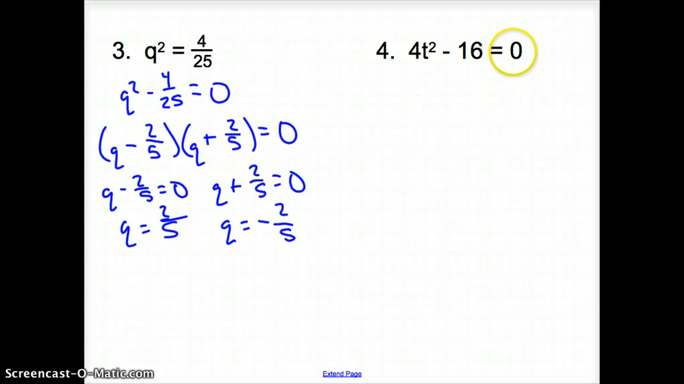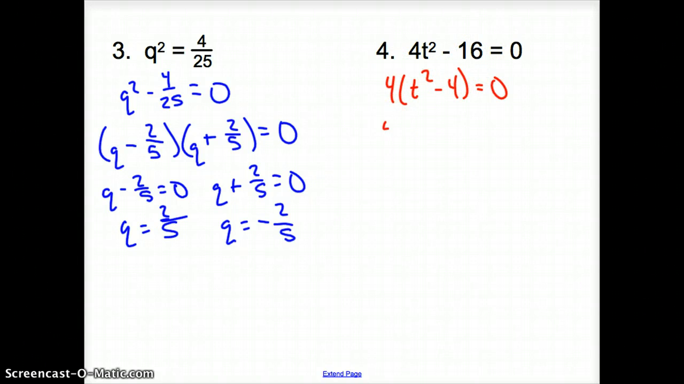Now, looking at 4. Again, does it equal 0? Yes. What's our next step? Can we take anything out of these two numbers? Well, I look at them and I see that they're both divisible by 4, so I'm going to bring a 4 out and rewrite it as t squared minus 4, right? Because I divided out of 4 here, so I'm left with a t squared. 16 divided by 4, you're left with a negative 4.